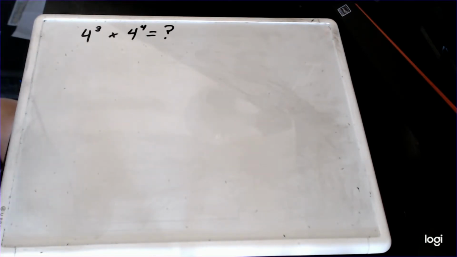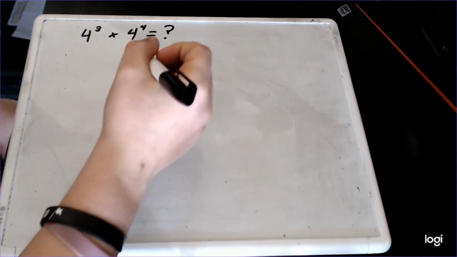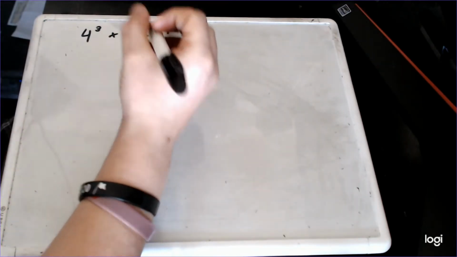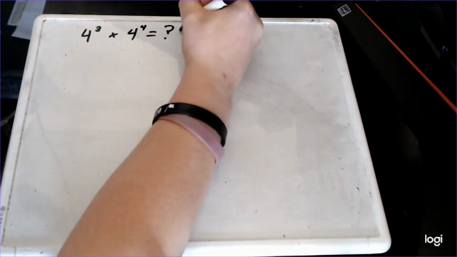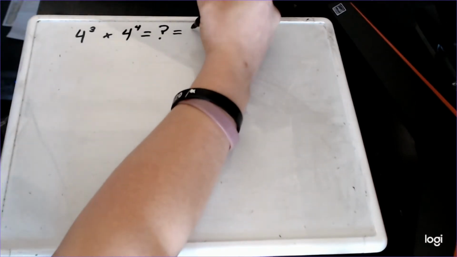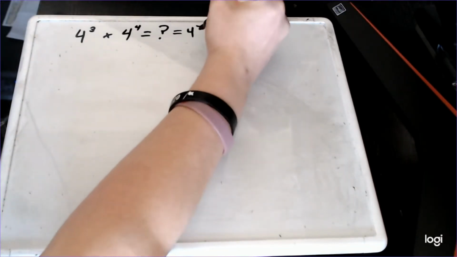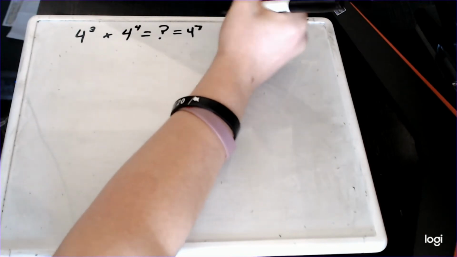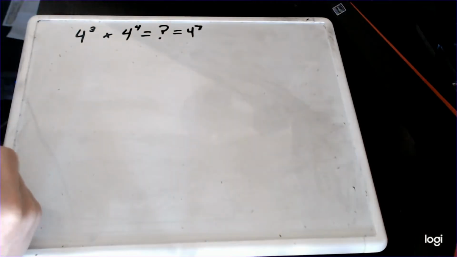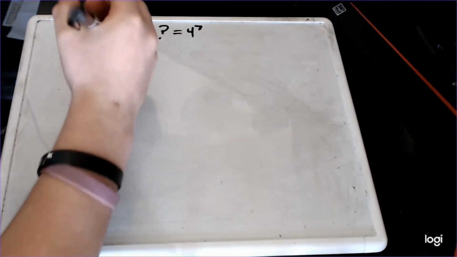We're going to prove some exponent laws here. So let's do this. I'm going to tell you the answer, and then I'm going to tell you how we get it. So the answer is actually 4 to the exponent 7. Okay? And now how do we get that?